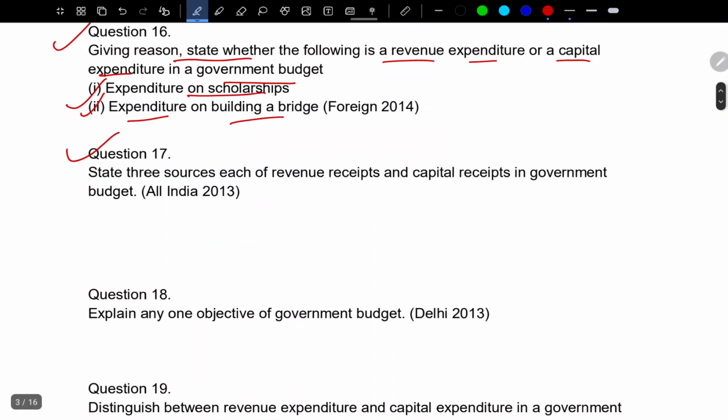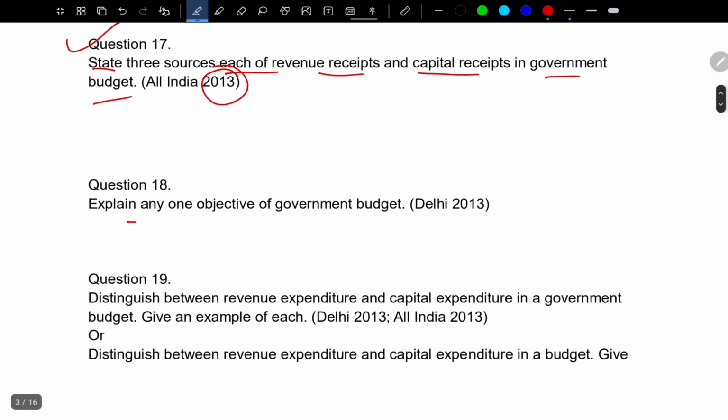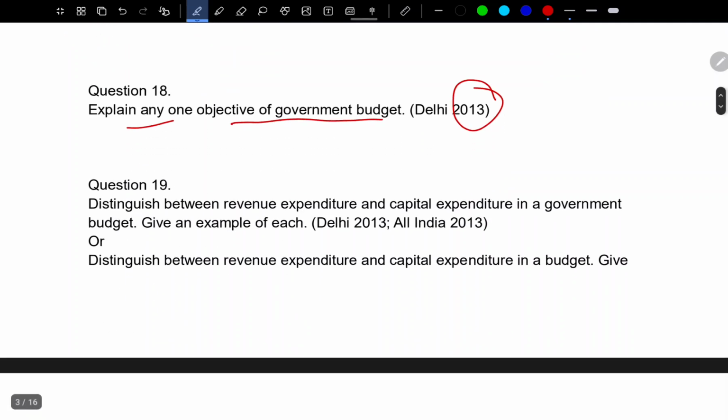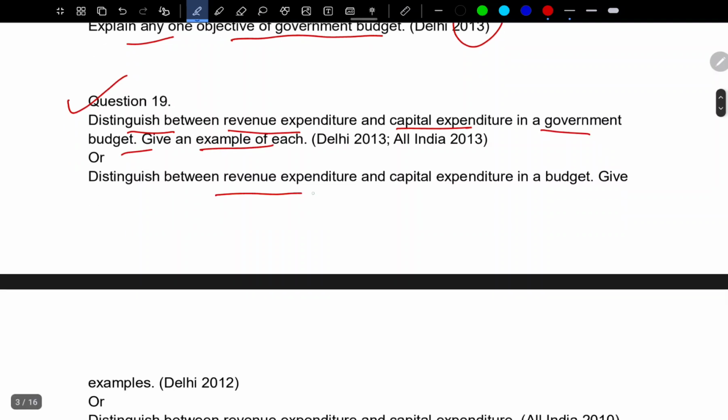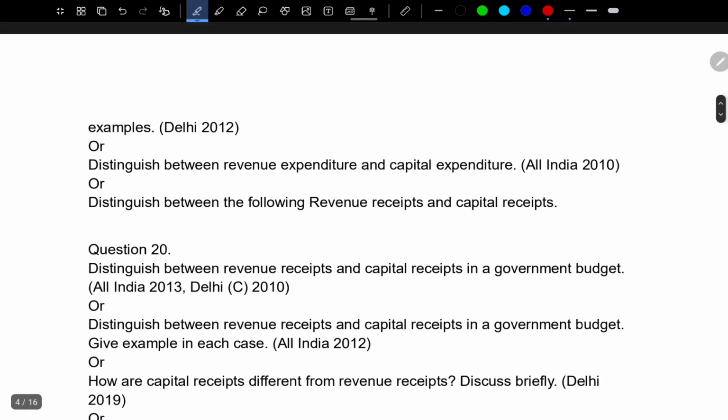Okay. Question number 17 asked: state three sources each of revenue receipts and capital receipts in the government budget, asked in 2013. Question number 18: explain any one objective of the government budget, asked in 2013. So again and again the government budget questions are repeating. Question number 19: distinguish between revenue expenditure and capital expenditure, with an example. The same kind of questions are repeated over the years.